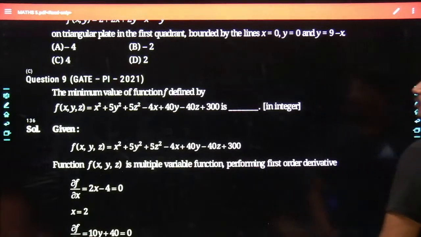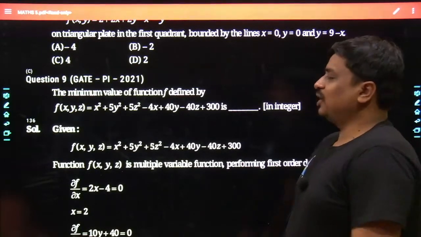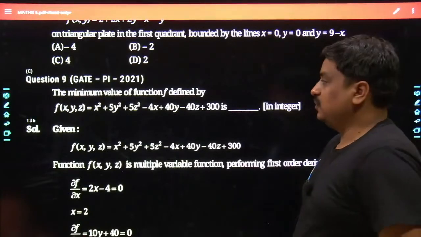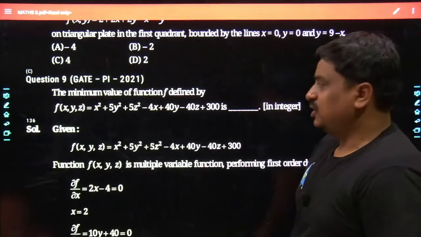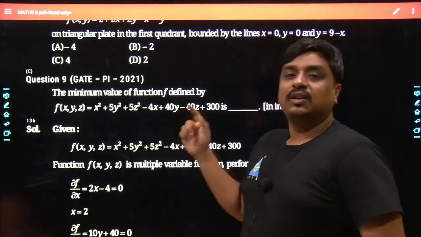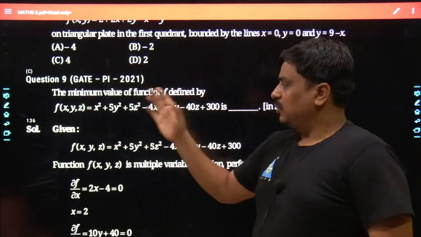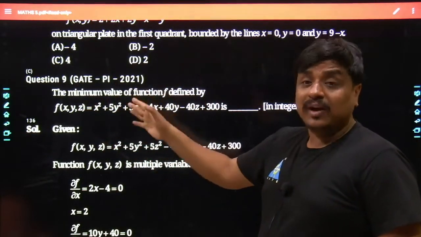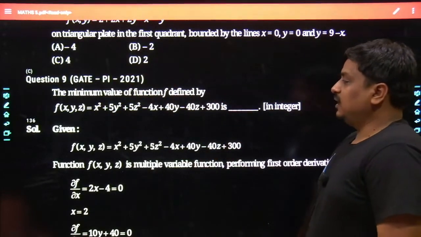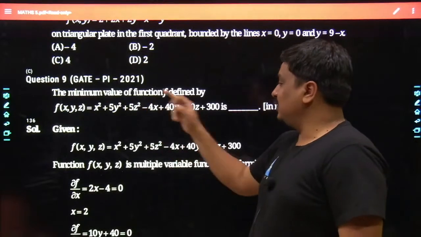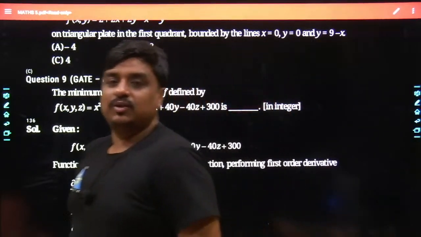A spurious problem was designed in GATE Production Engineering year 2021, and you cannot expect this problem would come in future. The minimal value of the function f is defined by... First time this sort of problem has been seen, the function has 3 independent variables. It has been precisely given as f within the bracket x comma y comma z, and even once you watch this function, you'll get to know the x, y as well as the z are present here. And now you had to find its minimal value.